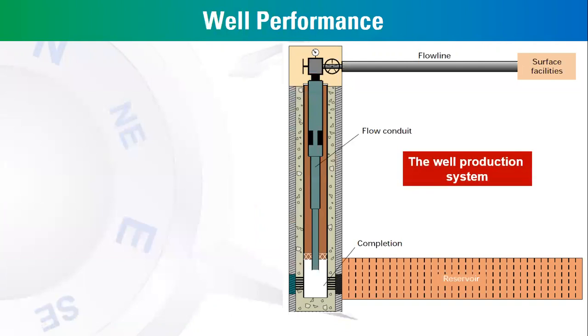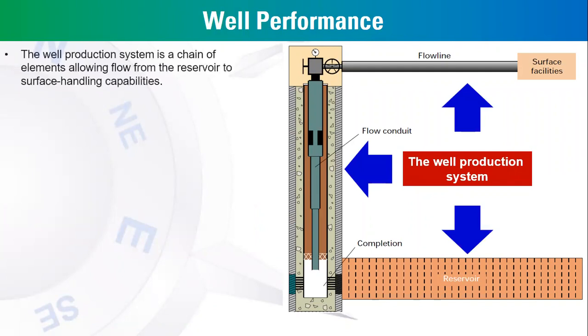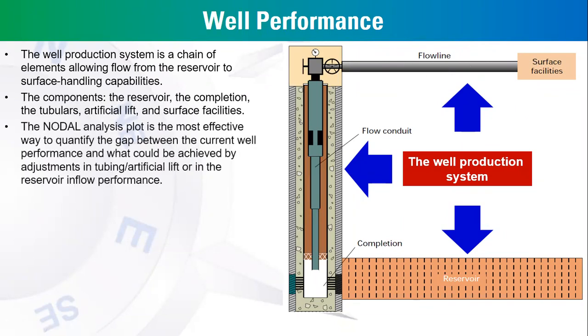So for well performance or production system performance, as you can see, we have three major components, covering all elements of this system, starting from the reservoir element to completion and production tubing, and then to the surface facilities across the flow line or surface pipelines. So these are the components of the system. We may have some artificial lift system across the completion string.